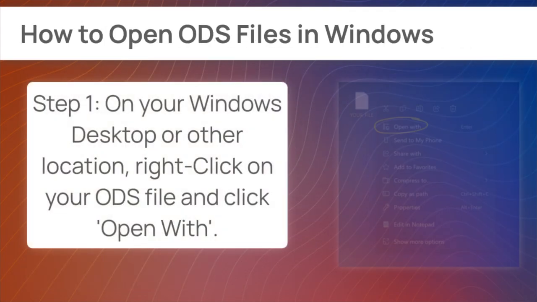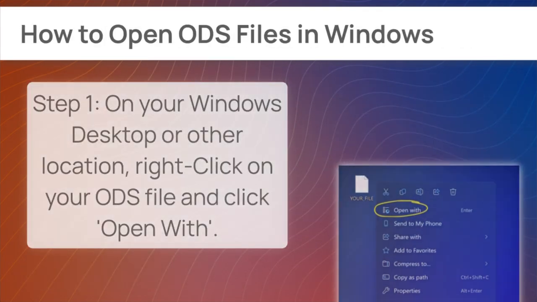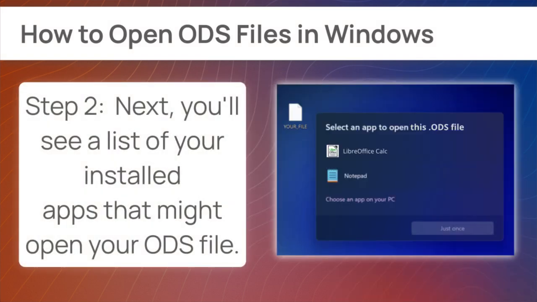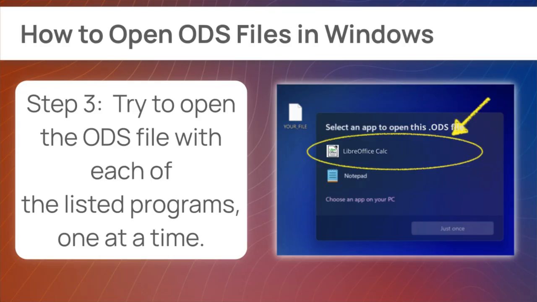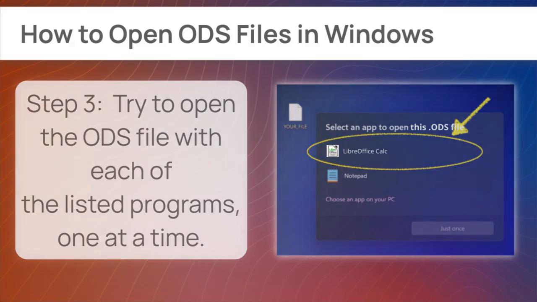To unlock this specific ODS file, right-click your file and select Open With. If LibreOffice Calc is available, use that first. If it's missing, choose another program. Testing is the only way to be sure.